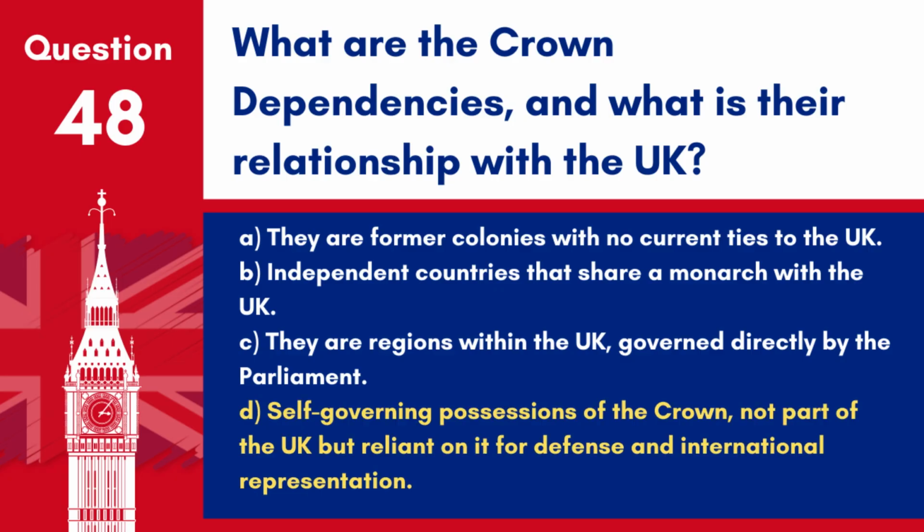Answer: D. Self-governing possessions of the Crown, not part of the UK but reliant on it for defence and international representation. The Crown dependencies, which include the Channel Islands and the Isle of Man, have their own legislative and taxation systems, but rely on the UK for defence and international affairs.